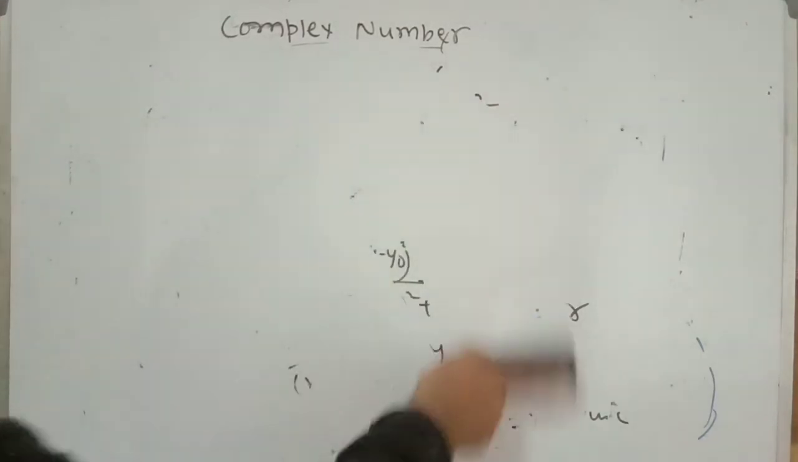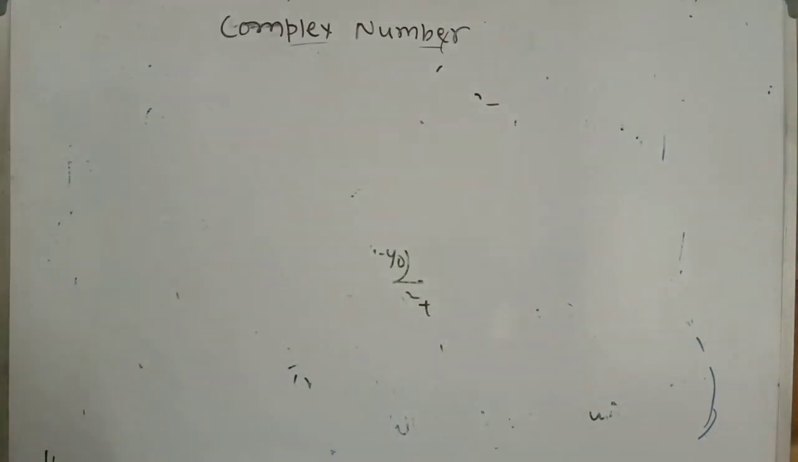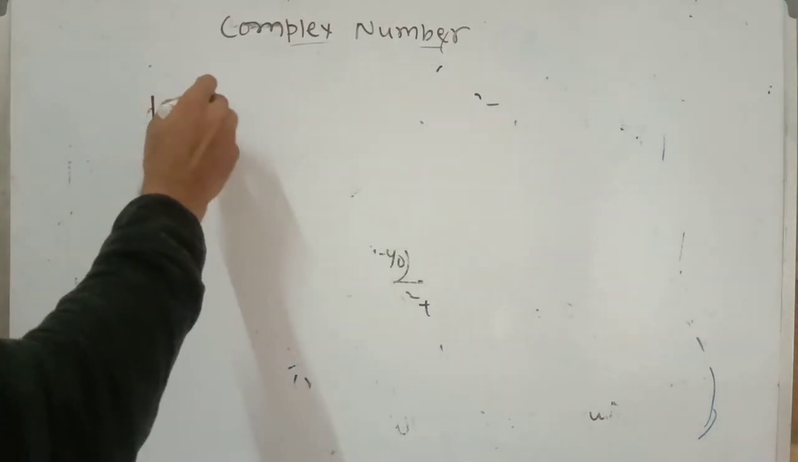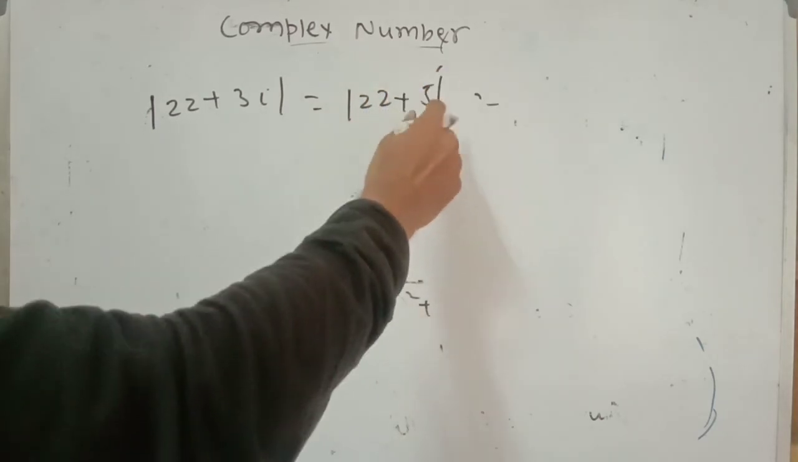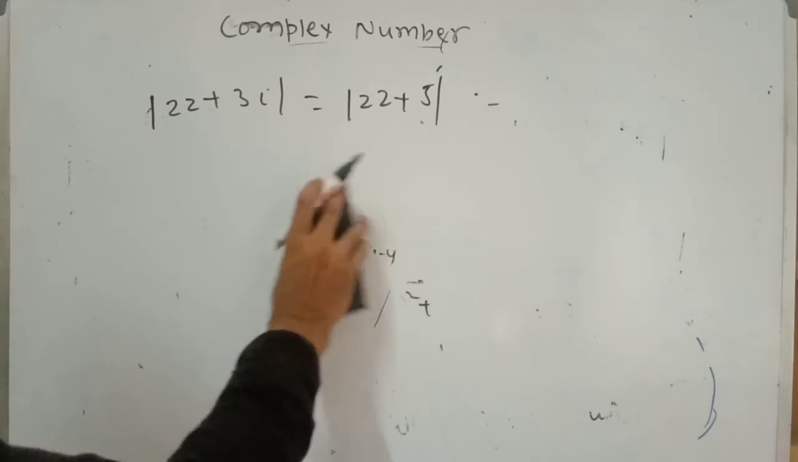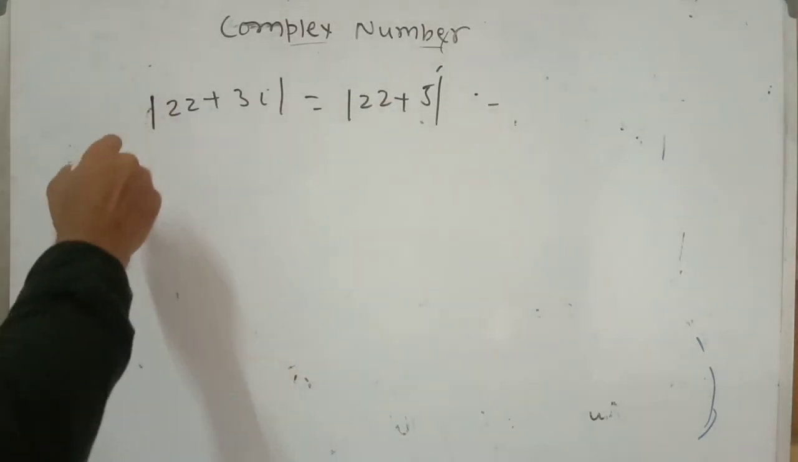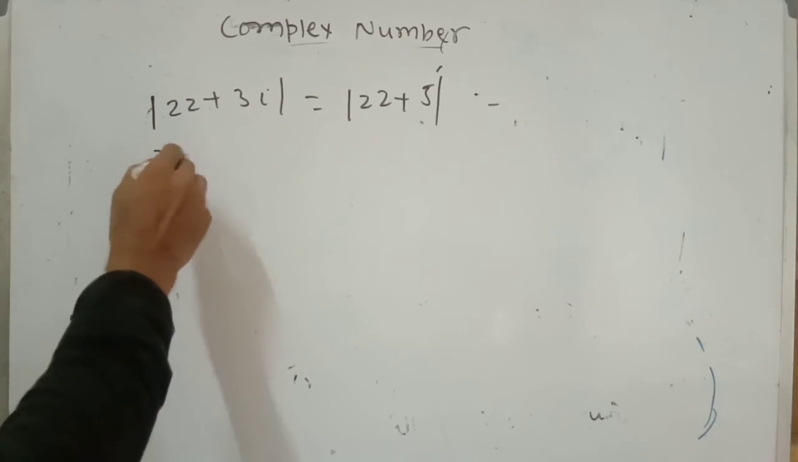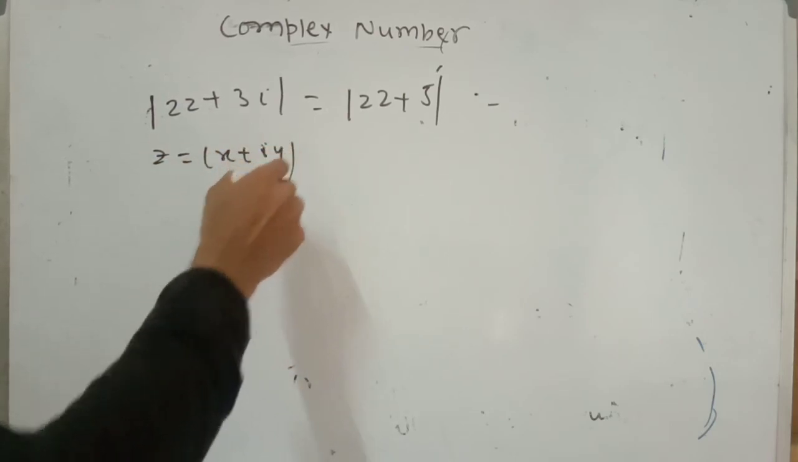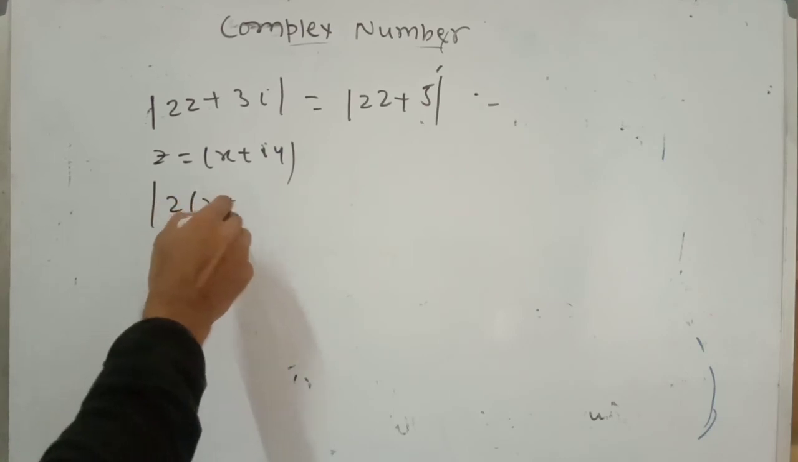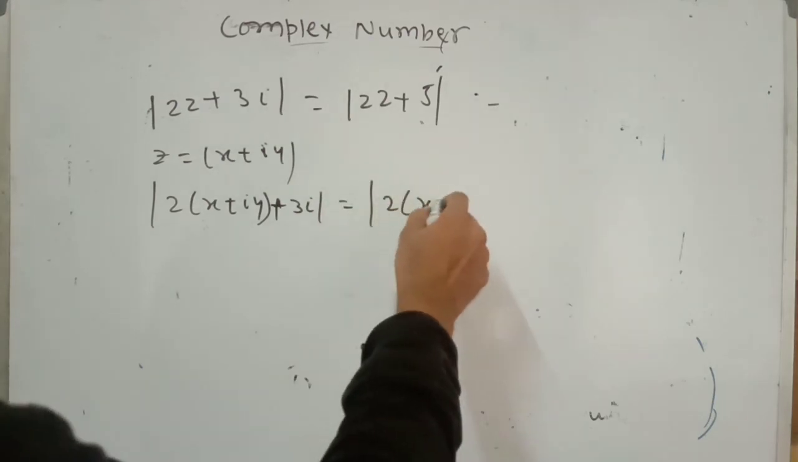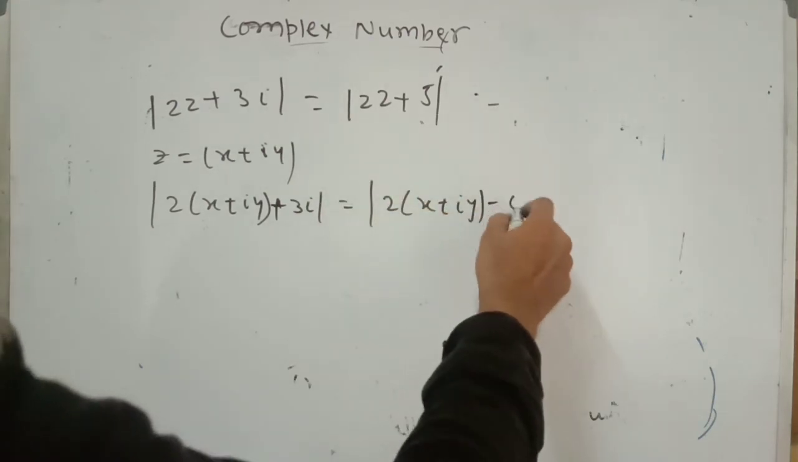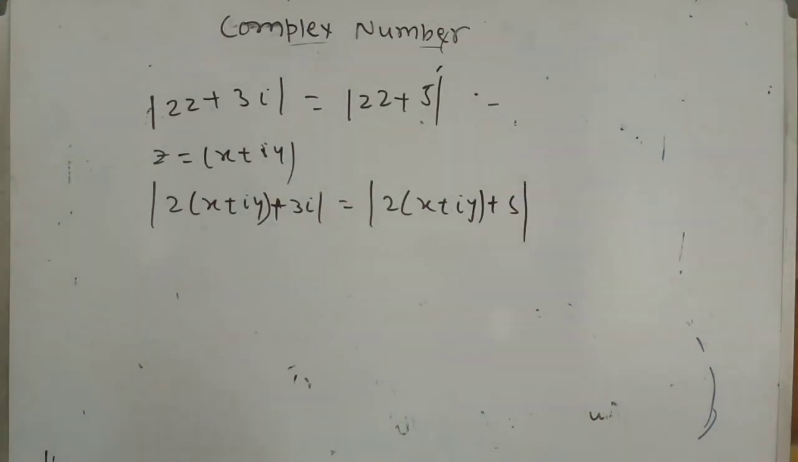Similarly, you can also find the complex number locus in the case of a straight line. Let me give an example. Let the modulus of 2z plus 3i be equal to the modulus of 2z plus 5. When you work it out, it will become a straight line. How? Let us consider z equal to x plus iy. So now 2 into (x plus iy) plus 3i equals 2 into (x plus iy) plus 5.